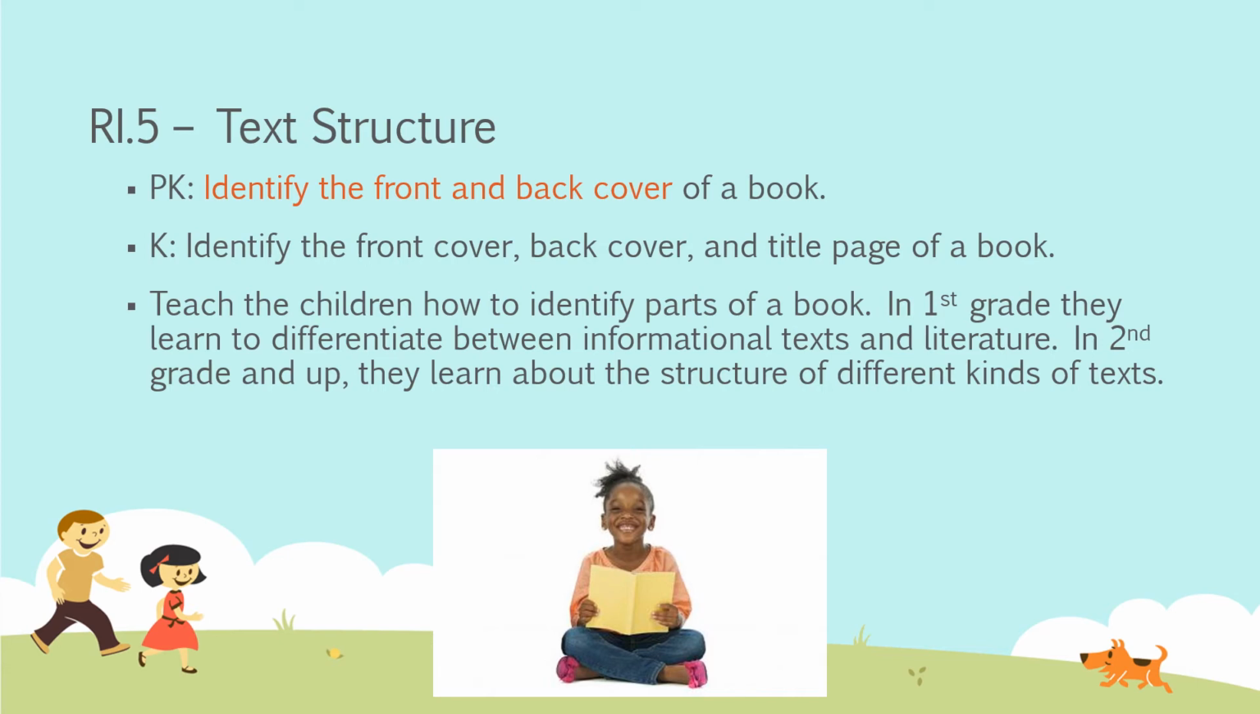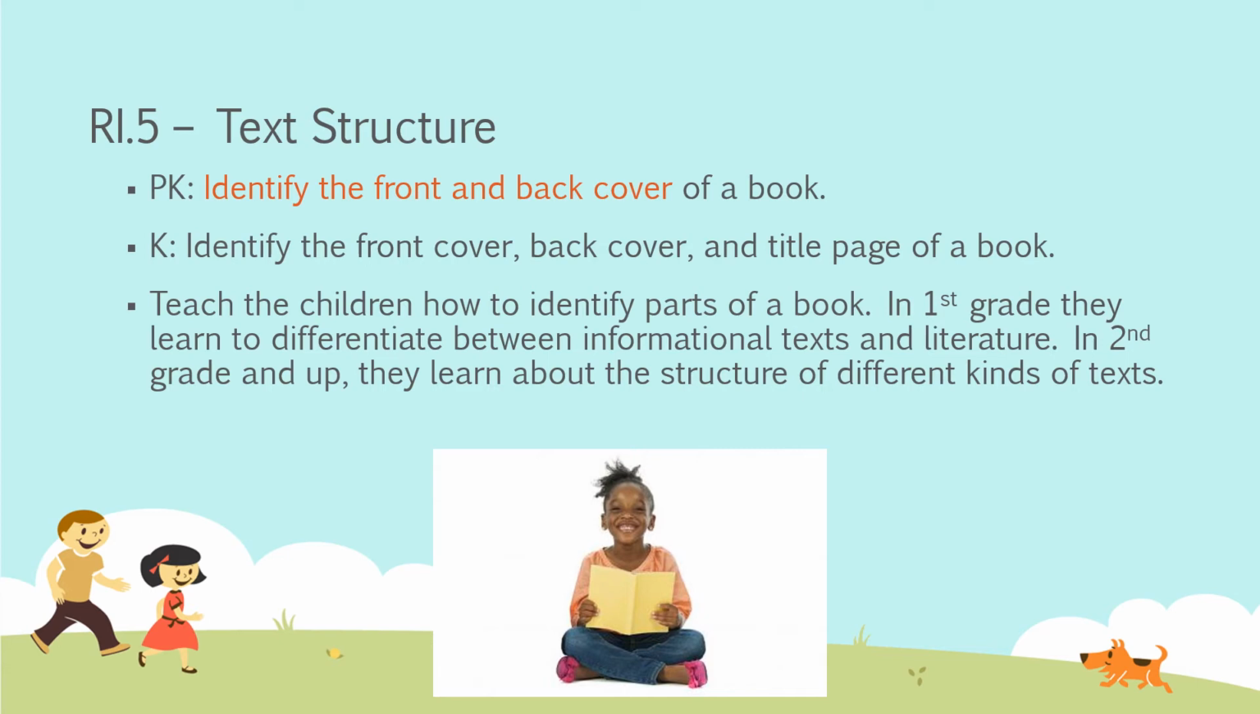RI.5 is about text structure. So in preschool, it's just identify the front and back cover of a book. And in kindergarten, identify the front cover, back cover, and the title of a book. Preschoolers and kindergartners can do this very easily. You're going to teach the children how to identify the different parts.